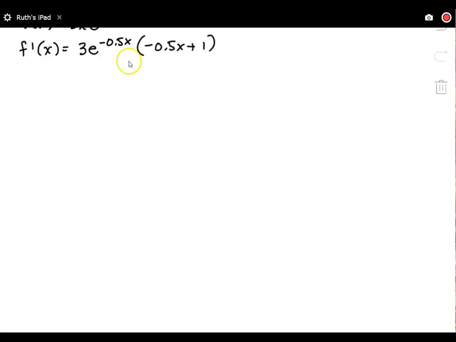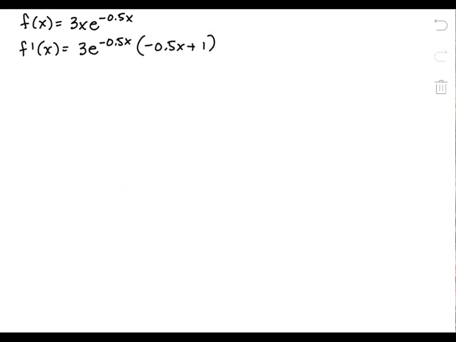Okay, so I have refreshed my page here where I've got the original function written at the top and then the derivative that we found, just cleaning out the page so that I have room for my second derivative. So we are now moving to the second derivative, which I again need the product rule. And in this product rule, the 3e to the negative 0.5x will be my first, and this part in my parentheses will be my second.